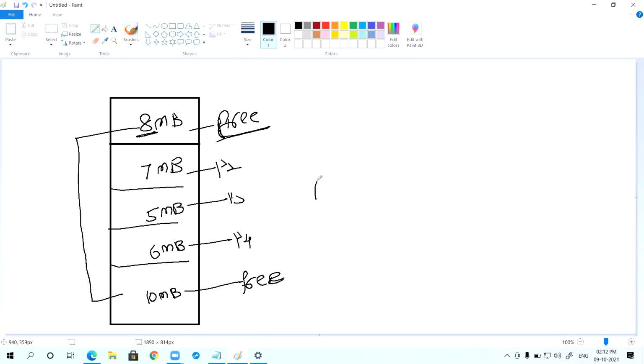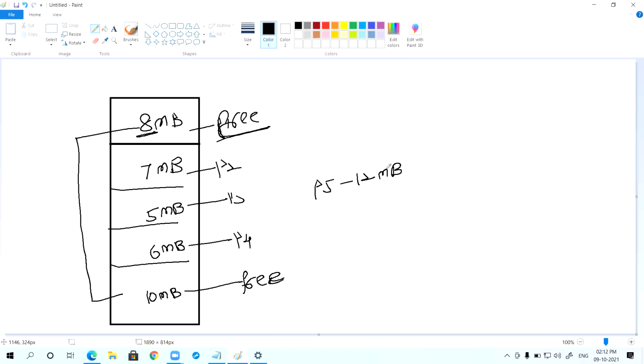But a new process came, P5, which requires 12 MB. Can I say that process is not going to get the RAM space for execution? Even though 18 MB is there, 12 MB is not contiguously available, so that process will not get the RAM space for execution.